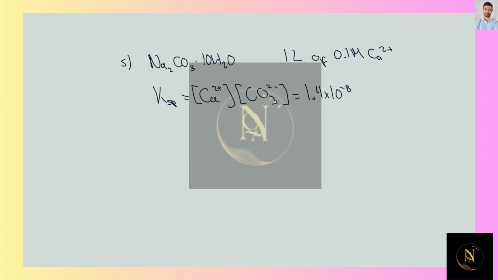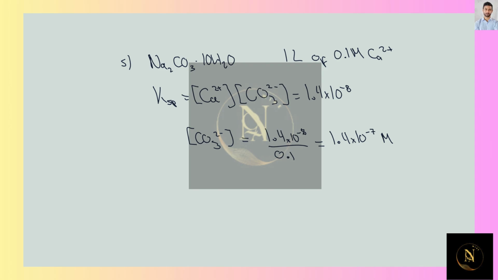So this means that the concentration of calcium 2 plus times the concentration of carbonate is equal to this number. Thus, the concentration of carbonate that we are going to be able to have before any precipitate forms is going to be equal to 1.4 times 10 to the minus 8 divided by the concentration of calcium 2 plus. In this case, this concentration corresponds to 0.1 molar. So the result is going to be 1.4 times 10 to the minus 7 molar concentration.